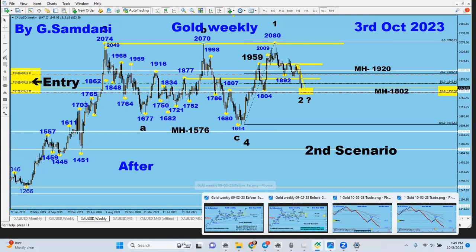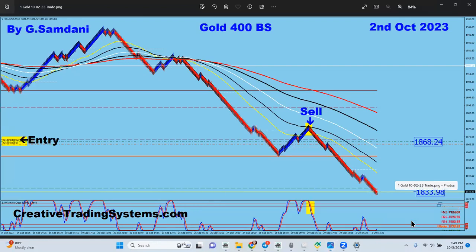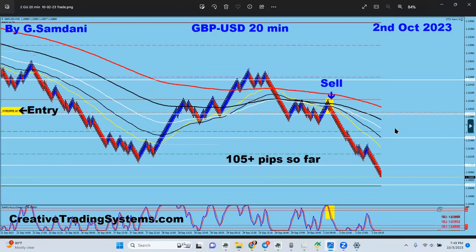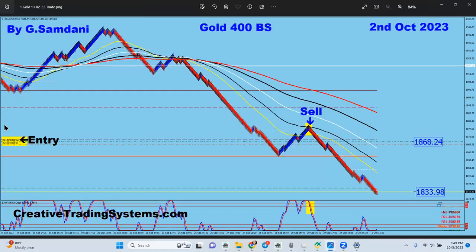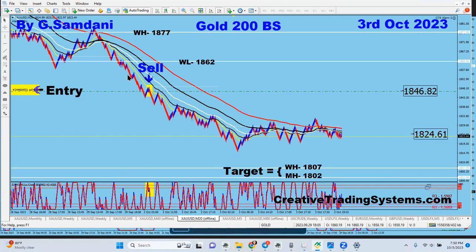I had another one, from 1868 to 1833, and this entry was also somewhere here, and it is still going on. Where was the entry? Right here, so this is the entry, and the target is 1802. This entry was from 1846. Right now it is 1824, coming down nicely, and let's see if we can hit the target.